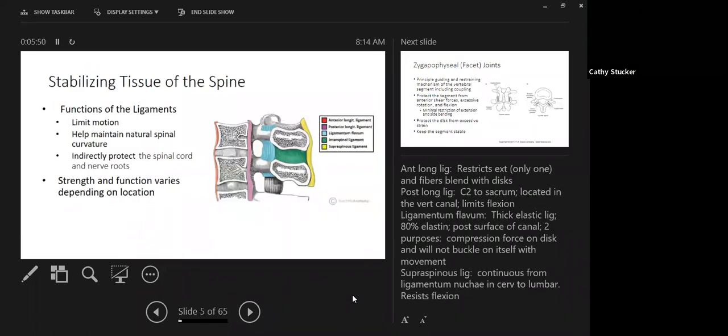Quick review of the stabilizing tissue in the spine. These ligaments you guys already learned, but I want to talk about their positioning and their primary function. So this may be a quick review. The anterior longitudinal ligament is the ligament that runs on, obviously, the anterior surface of the vertebral bodies.